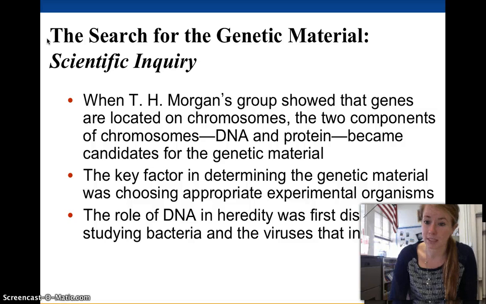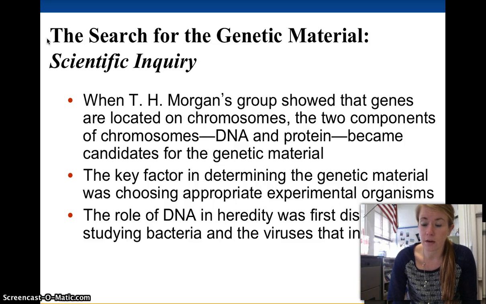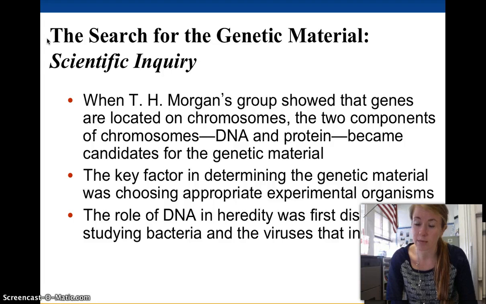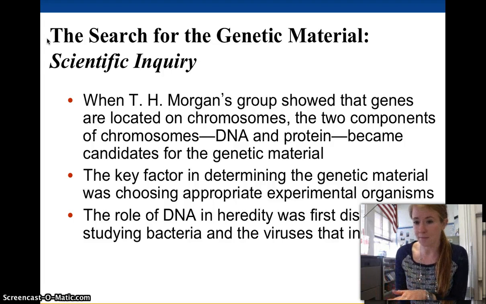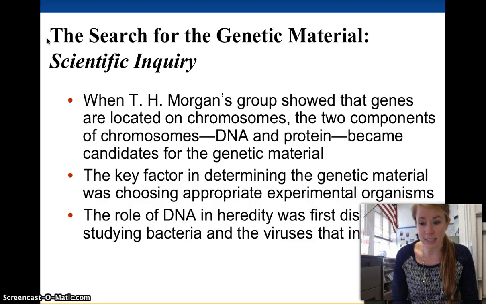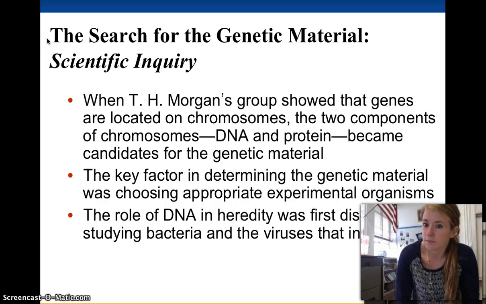So remember Morgan's experiments with the fruit flies showed that the genes are located on chromosomes. And so then they knew what chromosomes were made up of. They knew they were made up of DNA and protein because they could tell when the molecules were present, but they didn't really know what they did. And so it basically came down to those two things. Is it DNA or is it protein that is in charge of passing on genes?